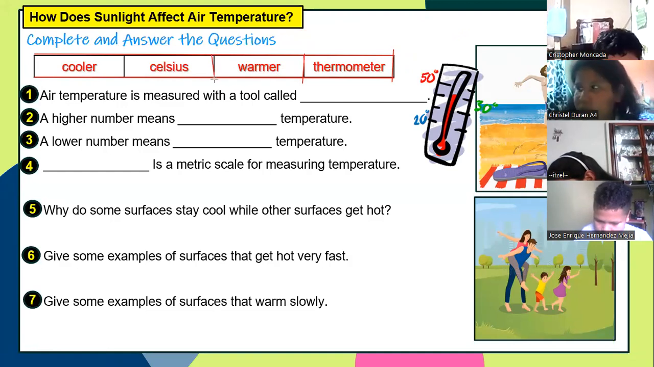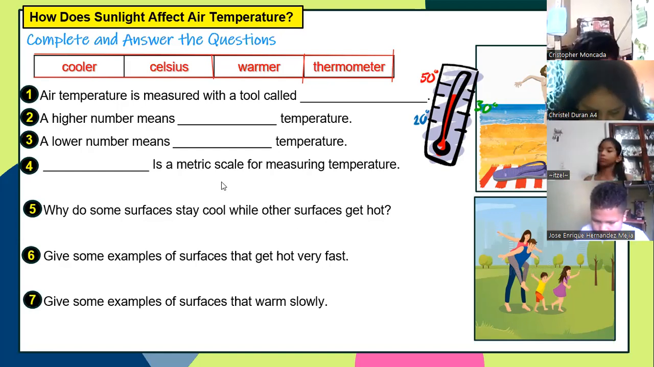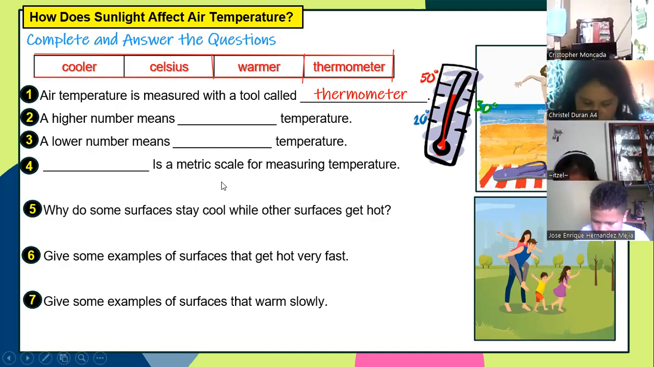The chart, and copy the words. Number one: air temperature is measured with a tool called, what's the name of that tool to measure temperature? Thermometer. Thermometer, yes.